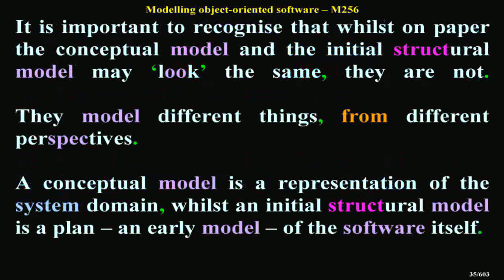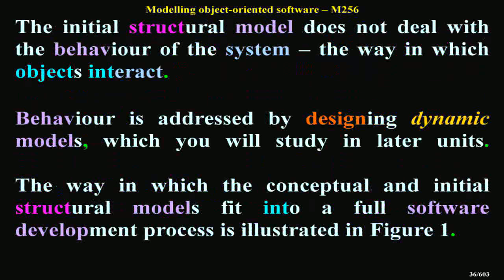It is important to recognize that whilst on paper the conceptual model and the initial structural model may look the same, they are not. They model different things, from different perspectives. A conceptual model is a representation of the system domain, whilst an initial structural model is a plan and early model of the software itself. The initial structural model does not deal with the behavior of the system, the way in which objects interact.